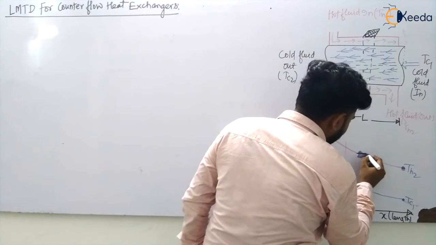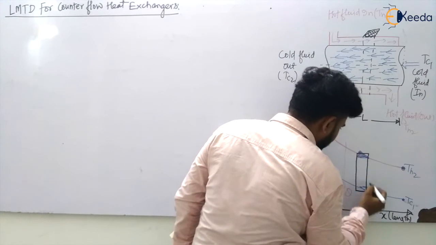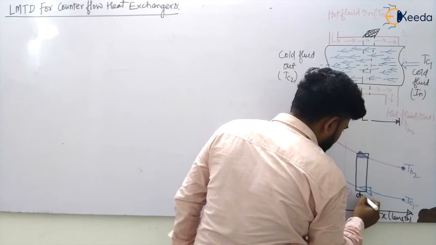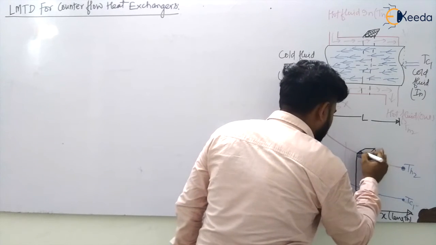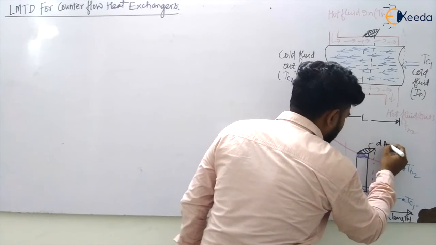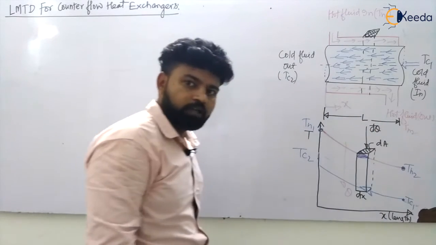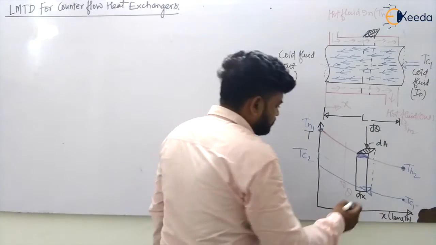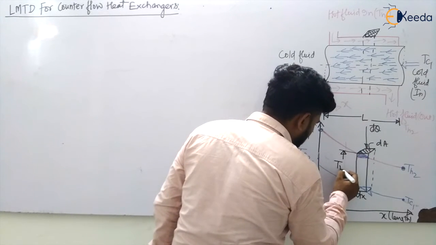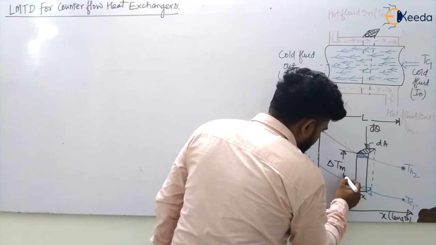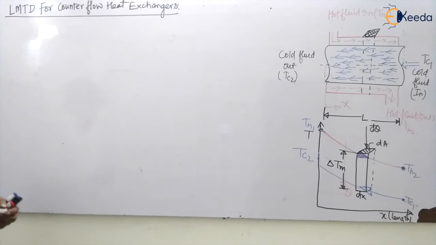Along the length x in this direction, I am taking a small element dx, which is having the area dA, my dear students. So what will be the heat transfer in this? The heat transfer will be small dq. Now heat transfer is occurring, and for the temperature difference for both fluids, I want to calculate the logarithmic mean temperature difference, that is delta Tm.